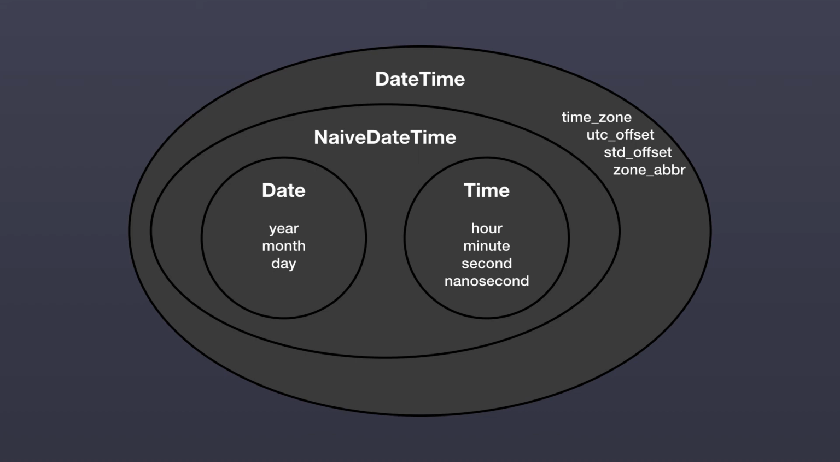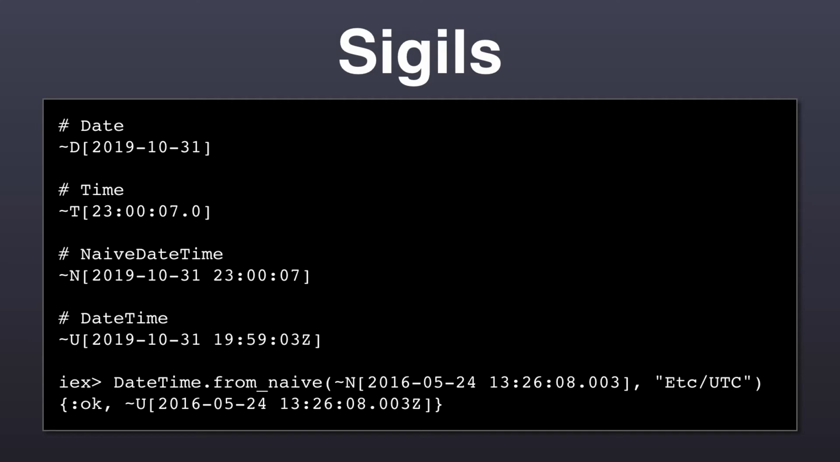So out of the box, when you're working with DateTime, you'll be using UTC pretty much at all times. Okay, so all that said, this is what some code looks like. If you wanted to generate a date or a time, or a NaiveDateTime, or even a DateTime, you can use sigils. Sigils are great in Elixir.